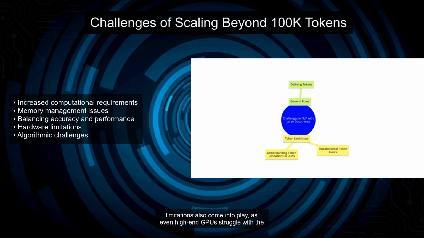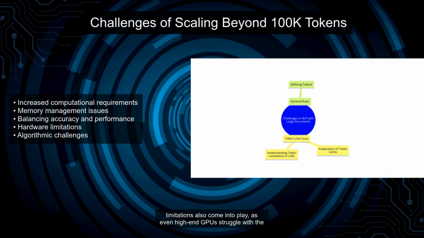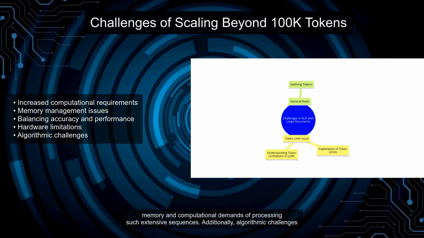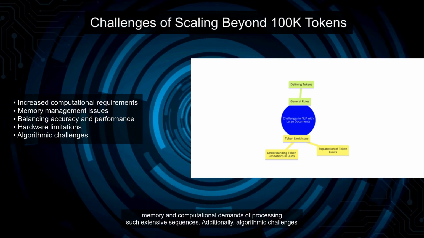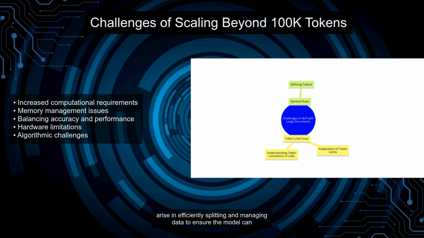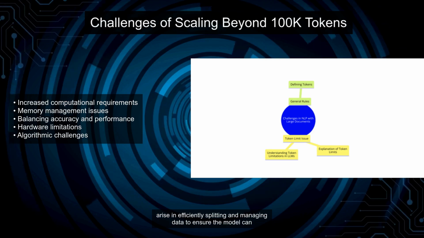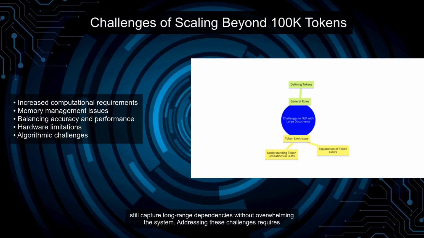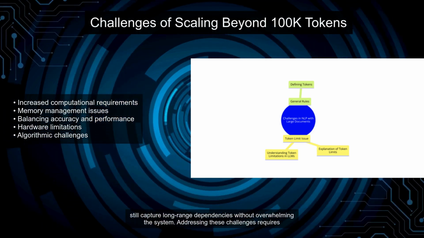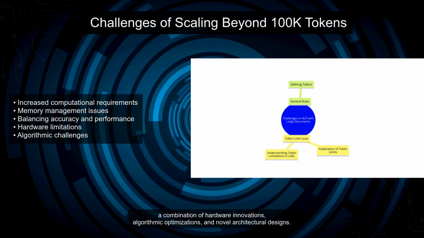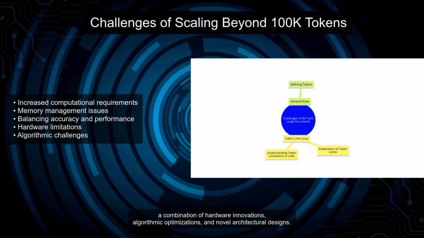Hardware limitations also come into play, as even high-end GPUs struggle with the memory and computational demands of processing such extensive sequences. Additionally, algorithmic challenges arise in efficiently splitting and managing data to ensure the model can still capture long-range dependencies without overwhelming the system. Addressing these challenges requires a combination of hardware innovations, algorithmic optimizations, and novel architectural designs.